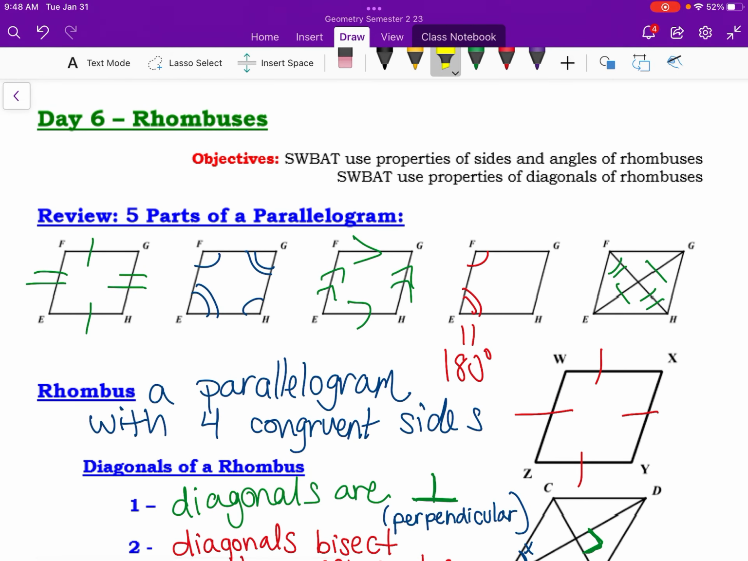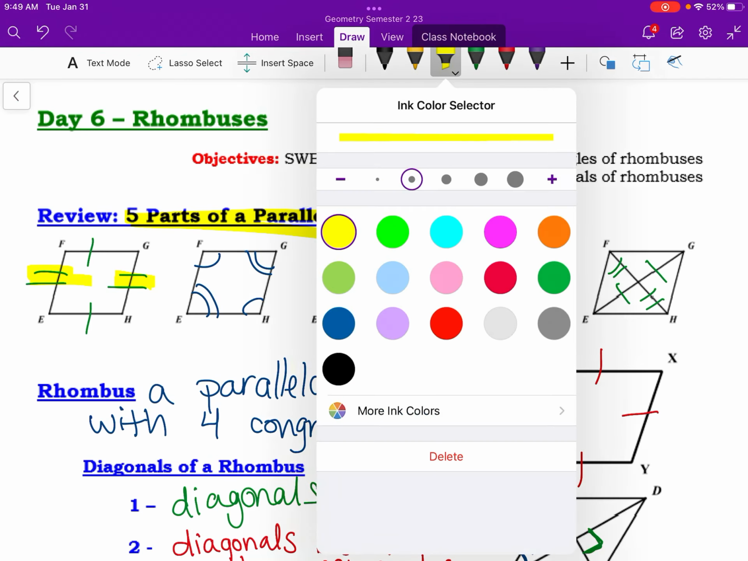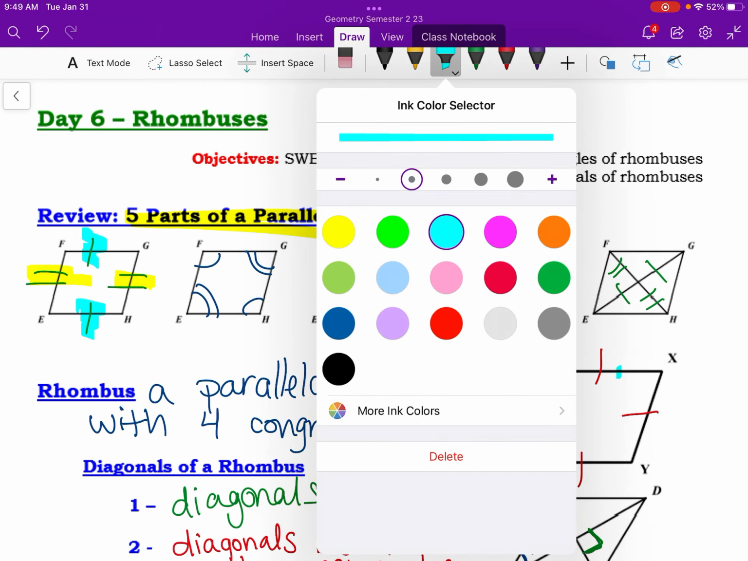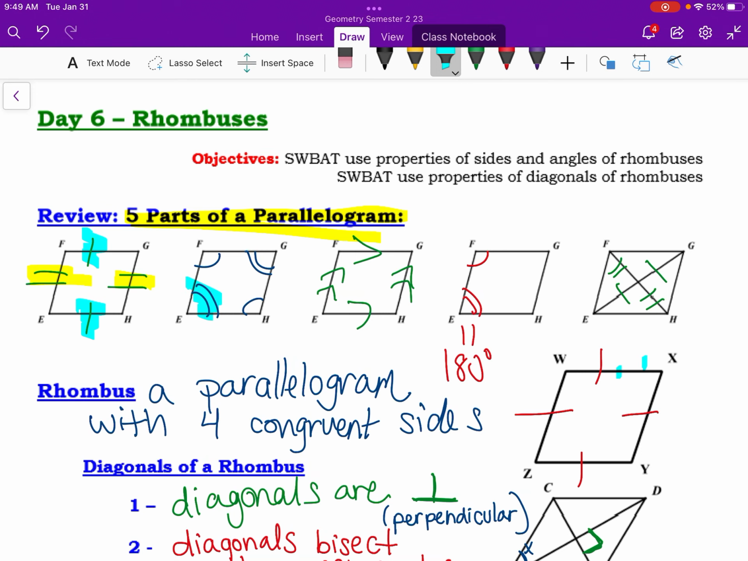We're going to briefly go through the 5 parts of a parallelogram because a rhombus is a parallelogram with added features. Opposite sides are congruent. Opposite angles are congruent, those corner pieces. Now, what are these arrows? That means they are parallel, which means that they never touch. So if you see those pieces, that means parallel. This is the symbol for parallel.